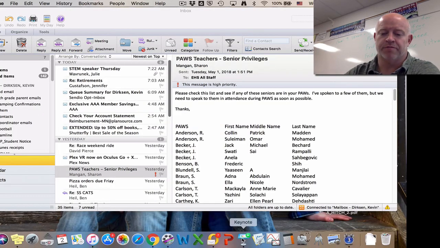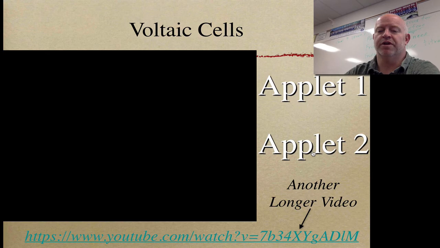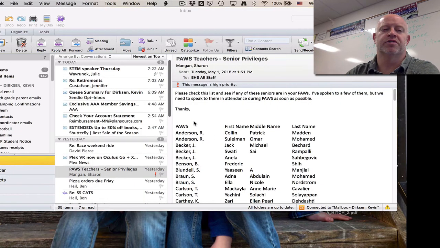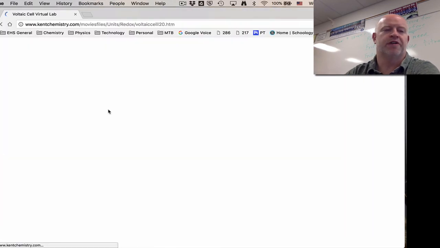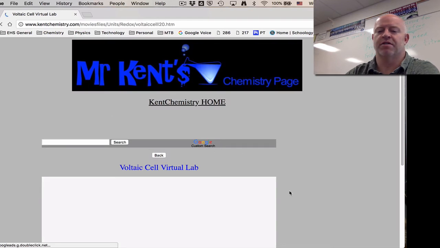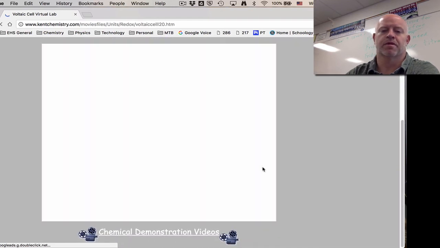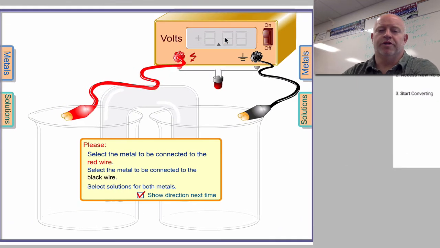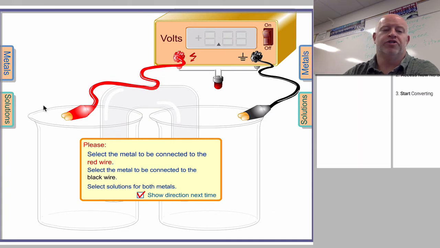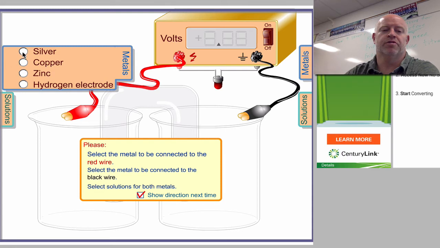If we go back to our slideshow, the second one here, I like it because what we can do with this one is actually modify the cell a little bit. So here we have a voltmeter, and we can choose what we have. I want to choose some different metals. We've seen copper and zinc, so let's use silver.